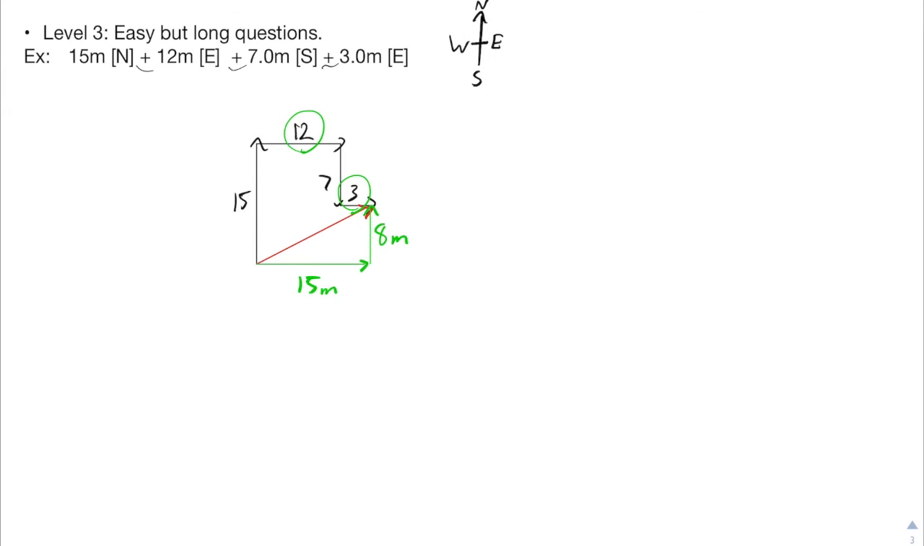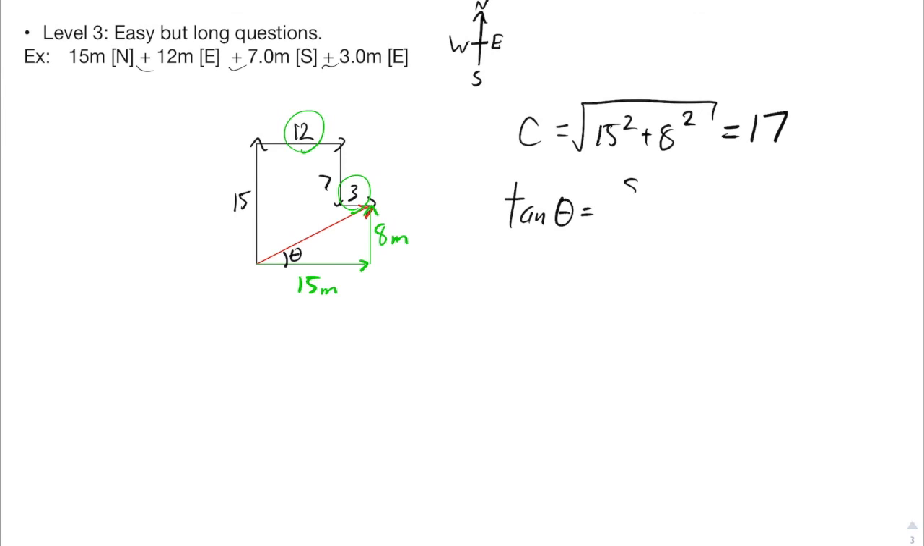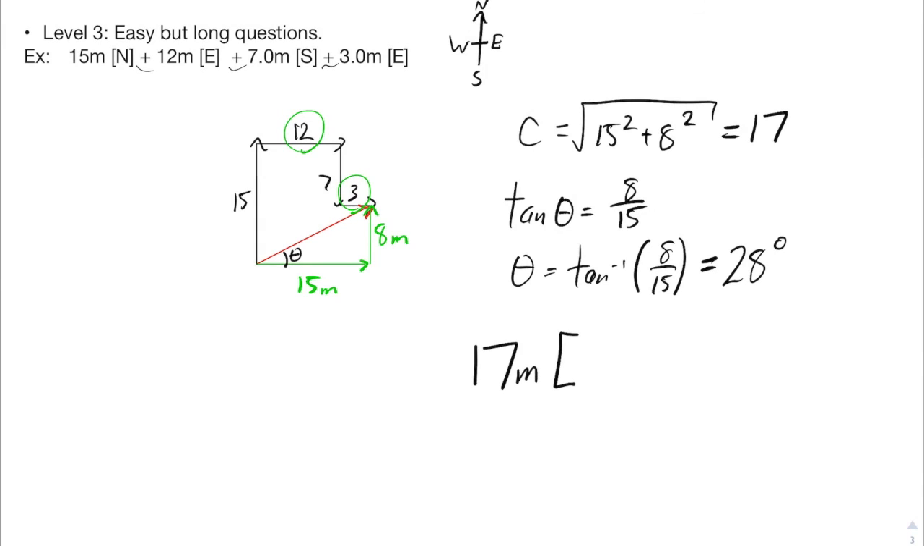Using trigonometry, we can find that our resultant vector is equal to the square root of 15 squared plus 8 squared, and we know this is equal to 17. Here in this triangle, we can use this angle as our reference, and we will have tan theta equal to 8 over 15, or theta is equal to arctan of 8 over 15, which is equal to 28 degrees. So in this case, our final answer is 17 meters. Here, we are starting from east and then moving up towards north 28 degrees. So this direction is east, 28 degrees north.